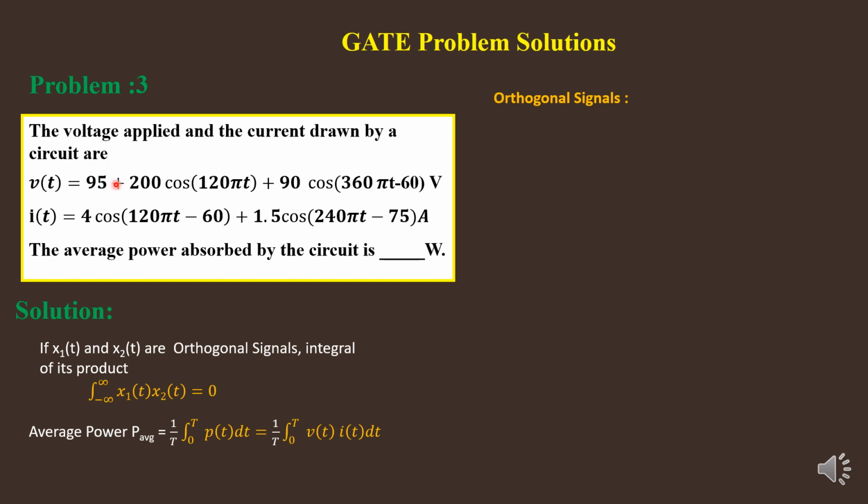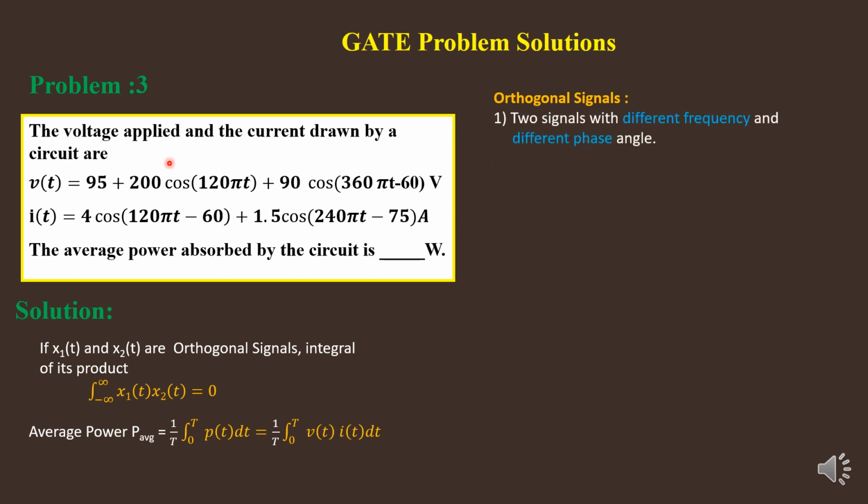So here, now we are going to find the product of v(t) and i(t). This is the total one and this is the total one. When we multiply this, each term should be multiplied with each of the terms. So 95 into this, 95 into this, and 200 cos 120 pi t into this, and 200 cos 120 pi t into this one. And another condition, 90 cos 360 pi t minus 60 into this product and plus 90 into this one. Okay. So first I will list out the conditions.